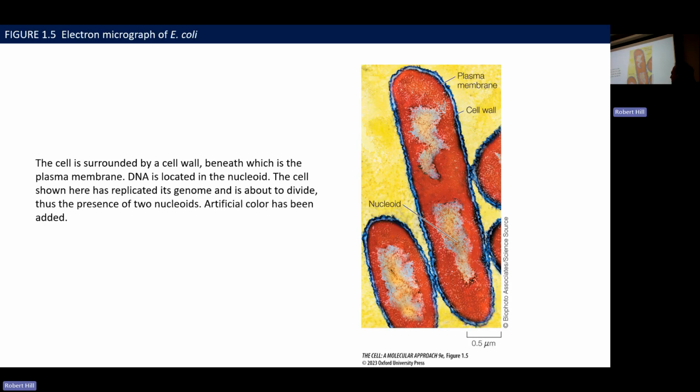So here's a typical, probably E. coli cell, I think. And this is prokaryotic, right? So no membrane-bound nucleus, but it does have a plasma membrane. Instead, that DNA is just in a central region of the cell that we call a nucleoid, held together by proteins. And this cell is obviously starting to divide, right?